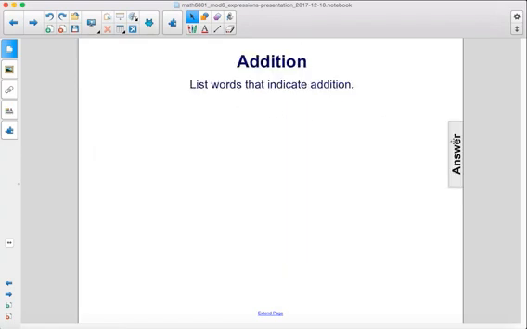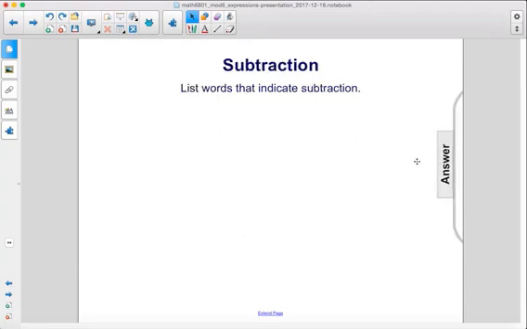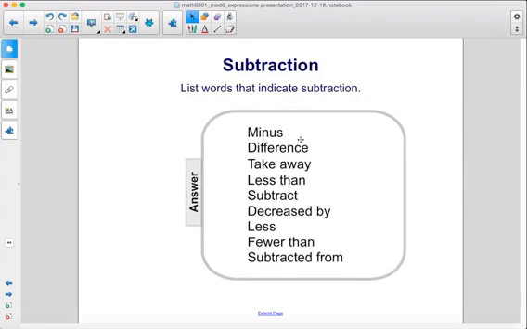List words that indicate addition. Well, sum, total, add, plus, increased by, more than, or altogether. List words that indicate subtraction. We have minus, difference, take away, less than, subtract, decreased by, less, fewer than, or subtracted from.